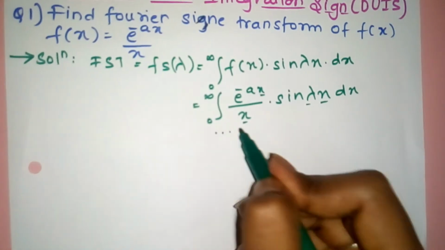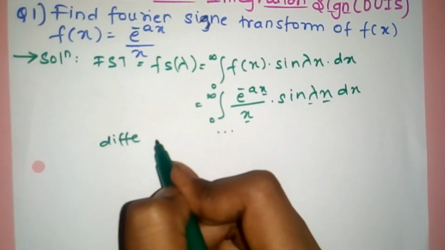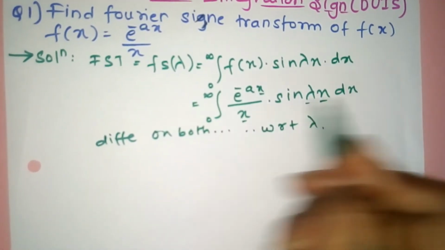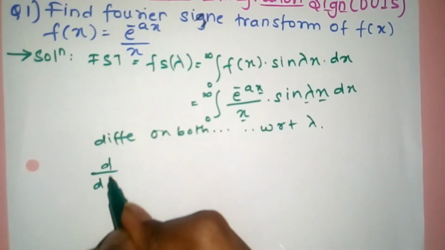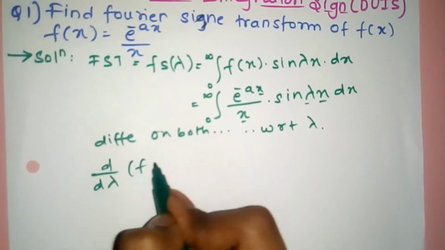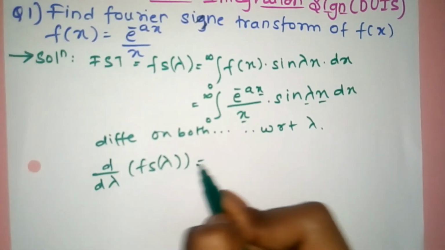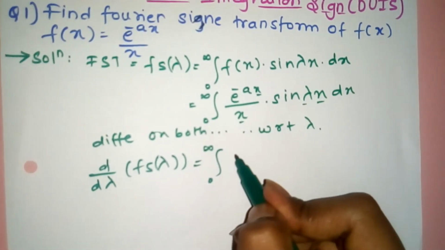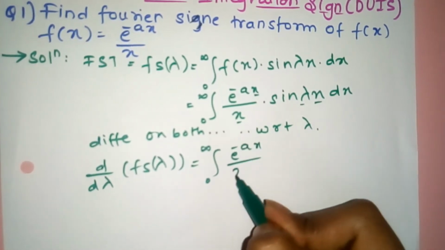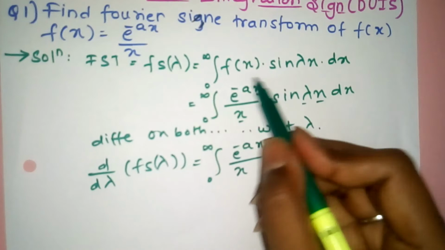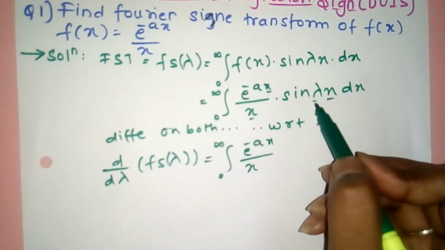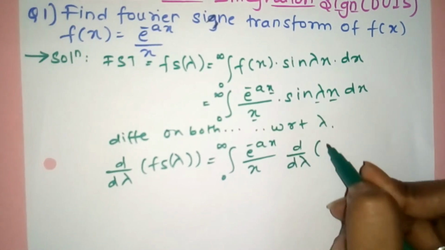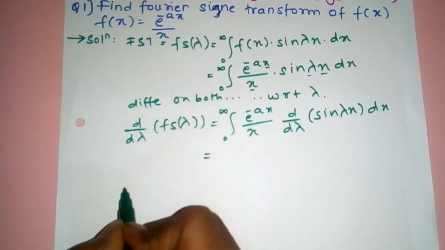So we'll differentiate on both sides with respect to lambda. So d by d lambda into fs lambda is equal to integration of 0 to infinity, then we have all this part on x. Now we have to differentiate. This part we cannot differentiate because it does not have a lambda, only this has lambda, so this will get differentiated. So d by d lambda of sine lambda x dx. Then this will remain as it is.